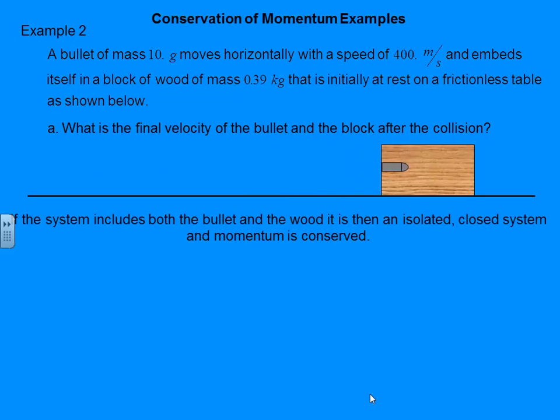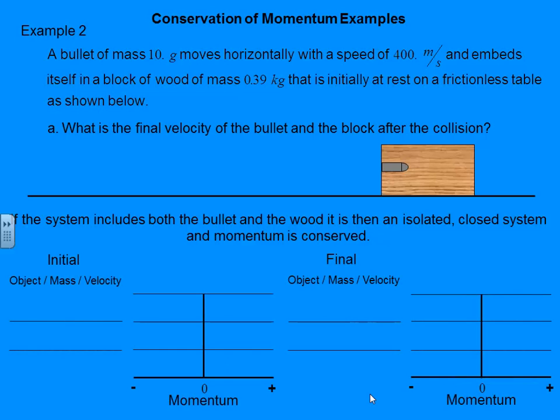So, if the system includes the bullet and the wood, then it is an isolated closed system, so momentum must be conserved. We have the bullet, which has a mass of 0.010 kilograms, if we want to keep the units consistent, and a velocity of 400 meters per second. Multiply mass times velocity. It has a momentum of 4.0 kilogram meters per second. The block of wood, however, has a mass of 0.39 kilograms and is not moving, and therefore has no momentum.